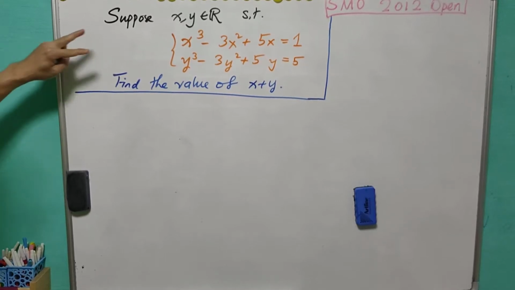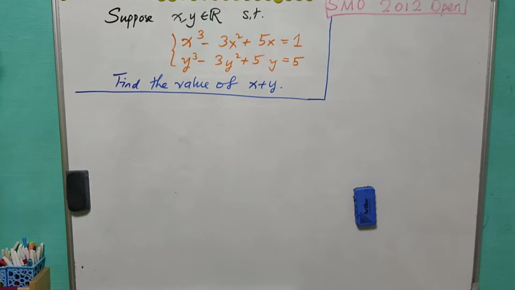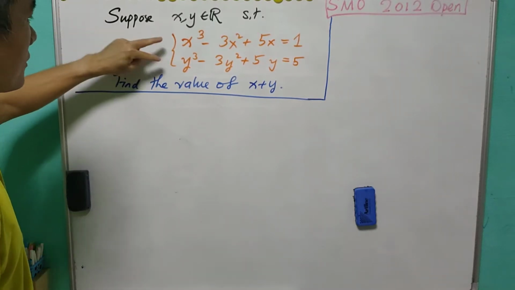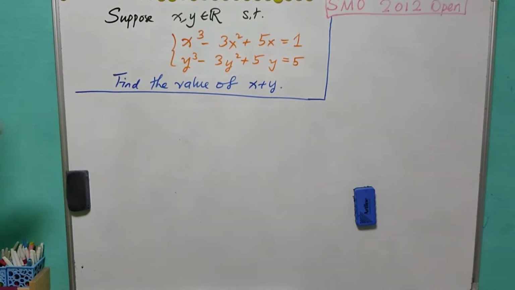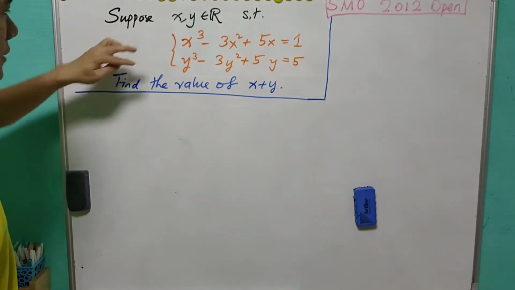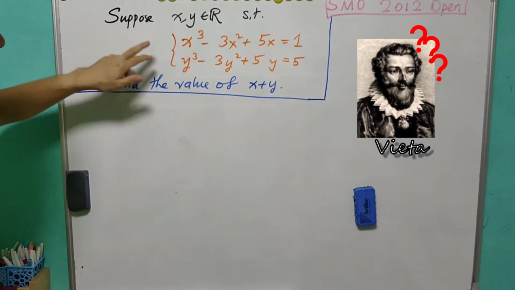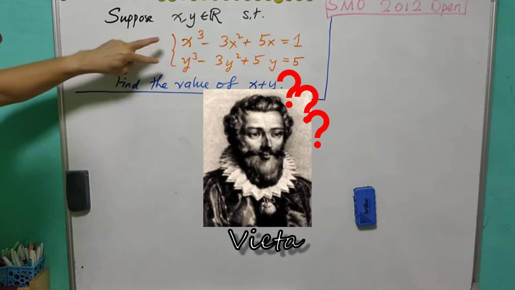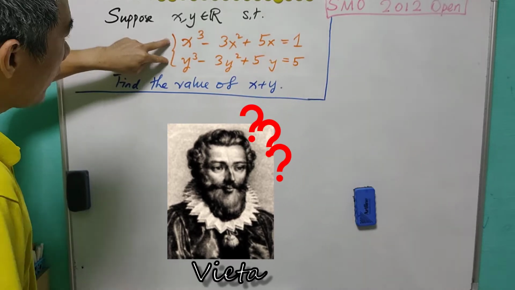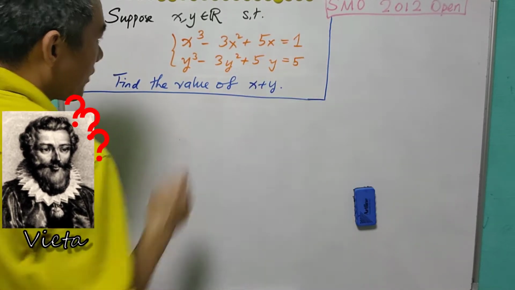For today, we are going to discuss this question from SMO 2012 open section. Given that x, y are real numbers, satisfying these two equations, we are asked to find the value of x plus y. At first, it may seem that this is something to do with Vieta formula, but it is not exactly, because these two equations are not exactly of the same coefficient. This is 1 and this is 5.